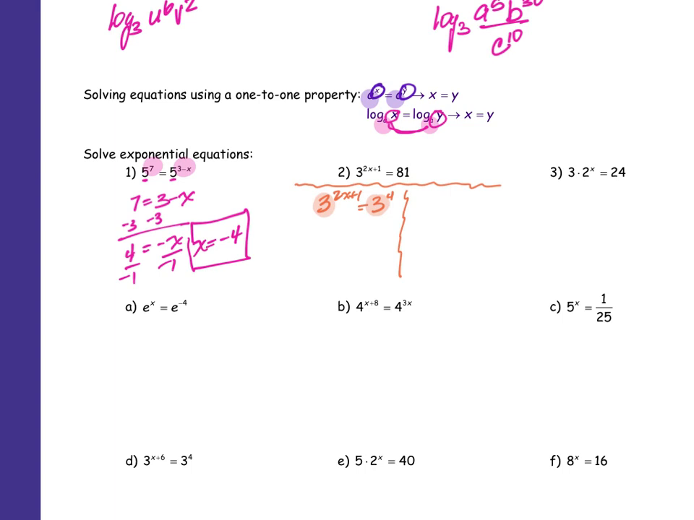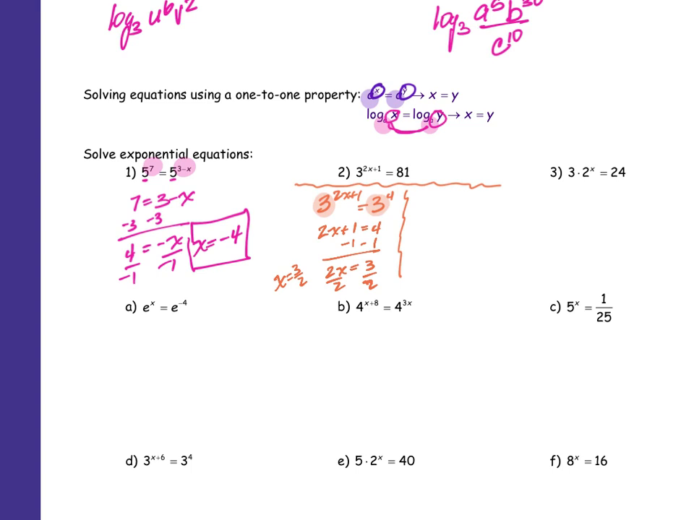So that would be 2x plus 1 equals 4. Subtract 1. 2x equals 3. Divide by 2. And x equals 3 halves, right? X equals 3 halves, okay? There's another way to do this.